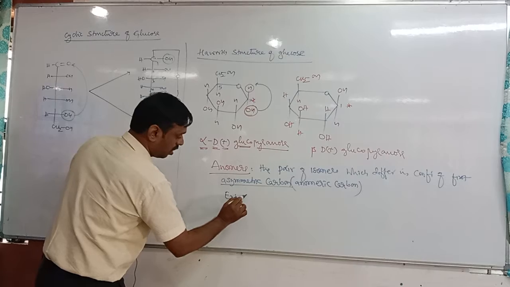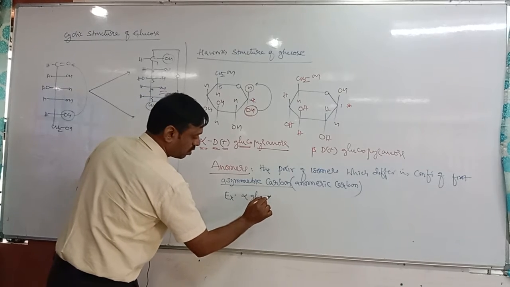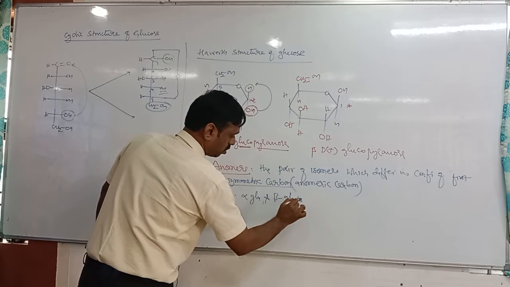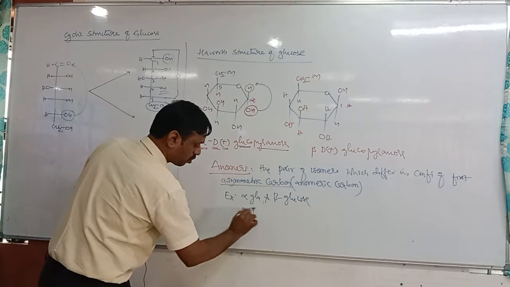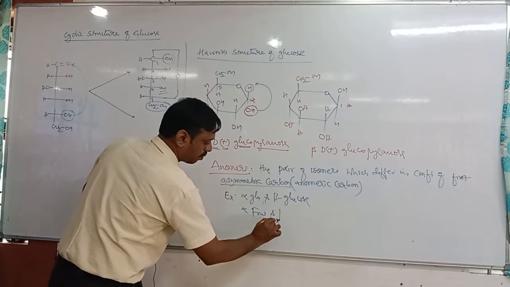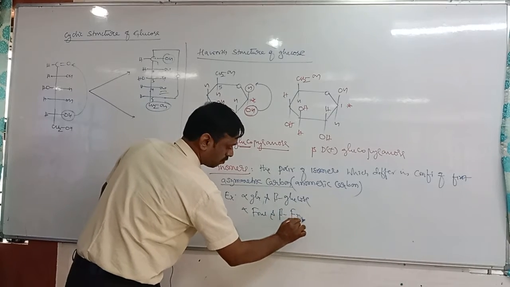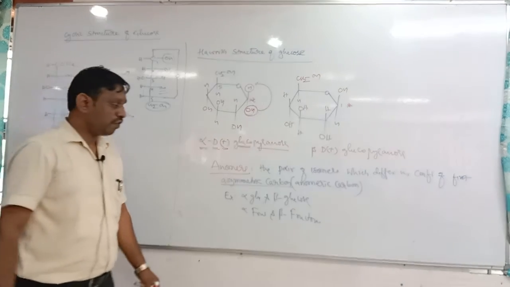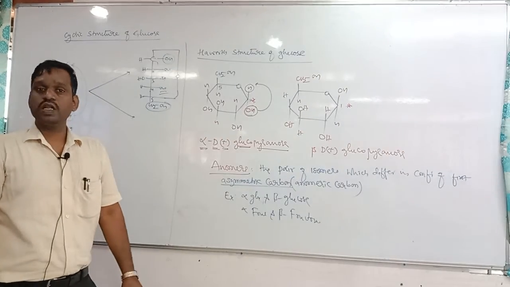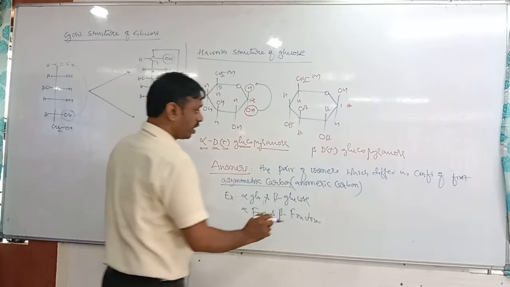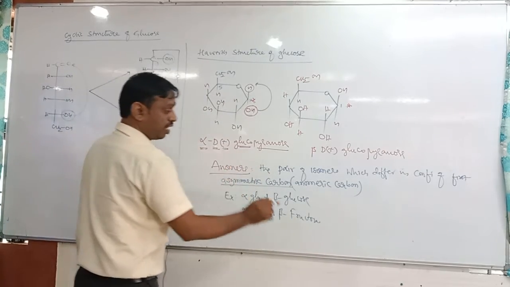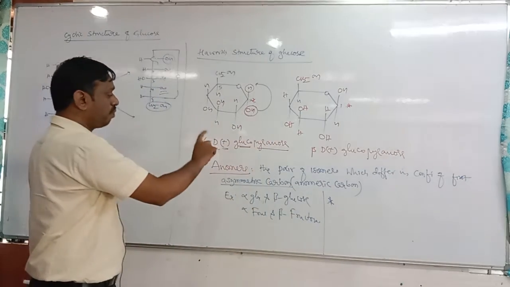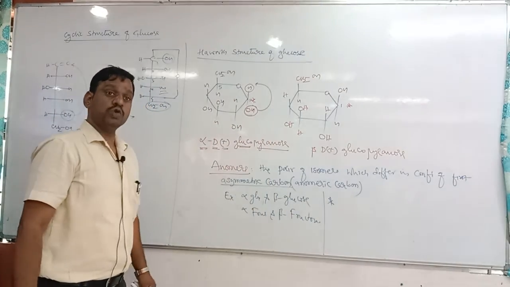So for example, you can take alpha glucose, beta glucose, or alpha fructose and beta fructose. So the relation between alpha and beta is always an anomeric relation. Okay, therefore here this is alpha beta. Now one more important point here. Now can you tell me whether alpha and beta glucose are superimposable?